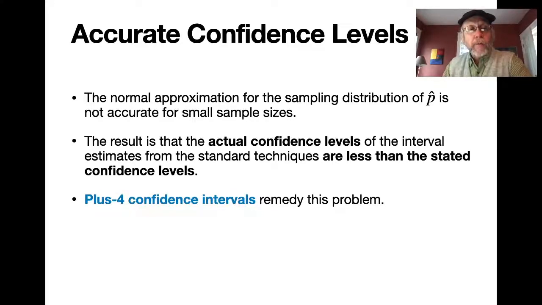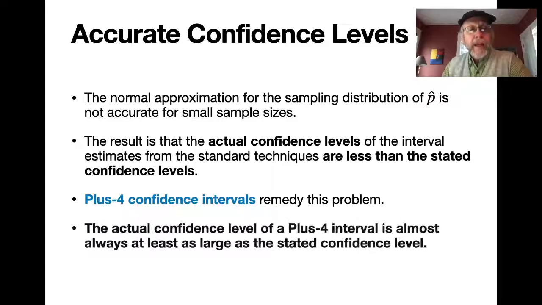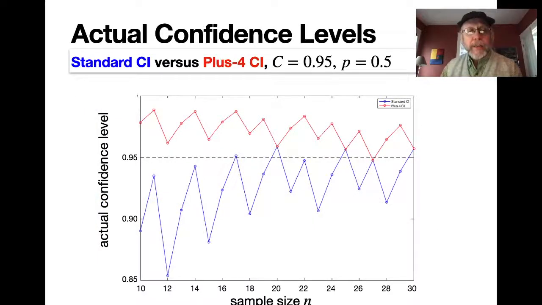So the plus 4 confidence intervals that we're going to talk about today address this problem. The actual confidence level of a plus 4 interval is almost always at least as large as the stated confidence level. And I have some simulation results that show you this in a stark manner. Let me bring this one up. What you're seeing there is a plot of the actual confidence levels of confidence intervals for a proportion calculated by the standard method, that's the curve in blue, and this new plus 4 method.